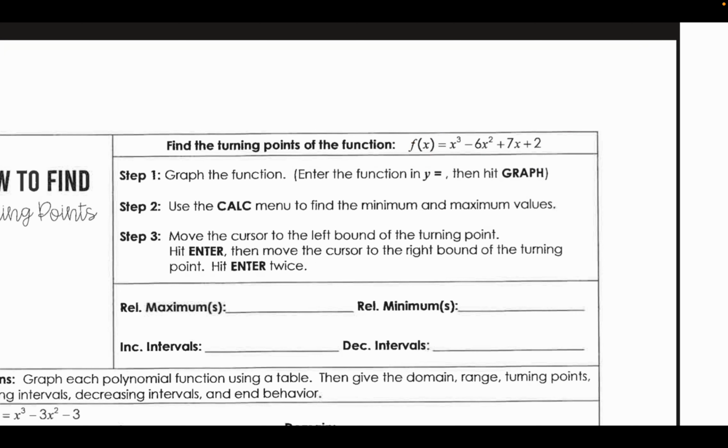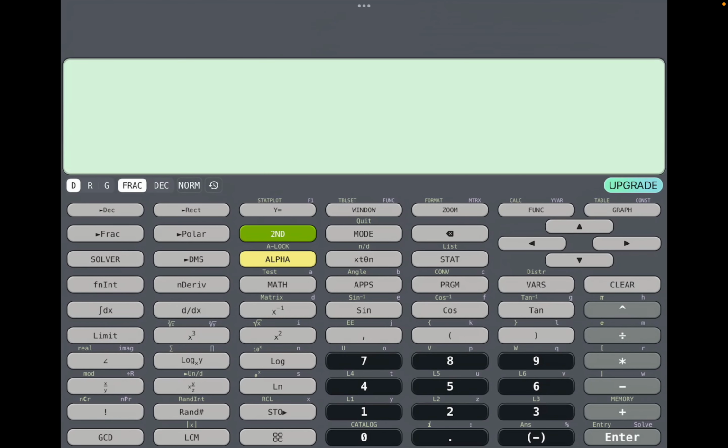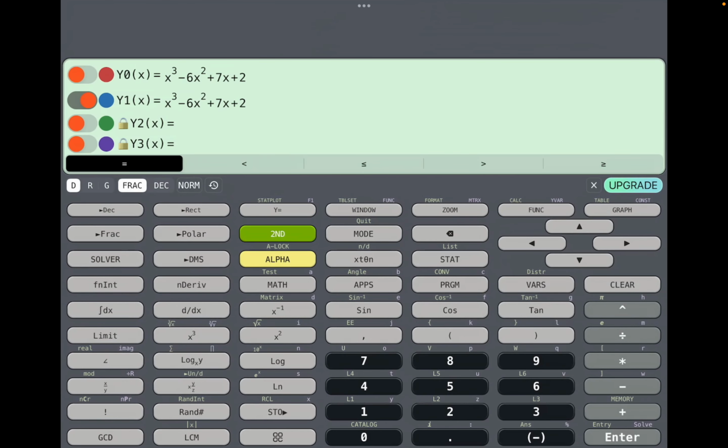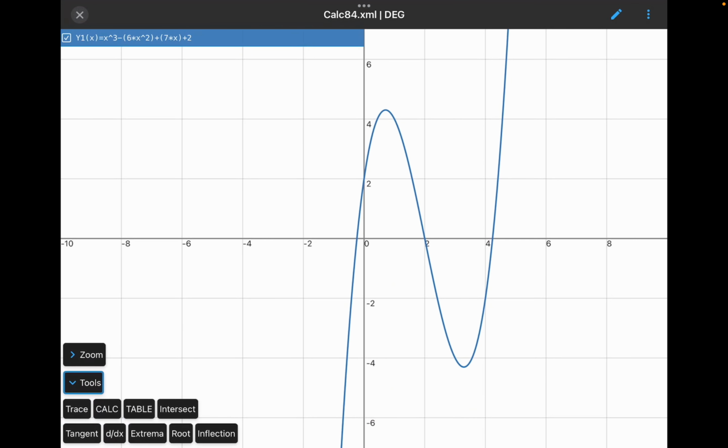So in order to find the relative minimums and relative maximums, and the increasing and decreasing intervals of this, we'll graph this function, which I already have plugged into Calc84. So I'll go to y equals. We see it's plugged in currently into this second function, y1 of x. And so I have the first one toggled off because that's not what I'm doing. And I'm going to go ahead and graph it. And we see this graph.